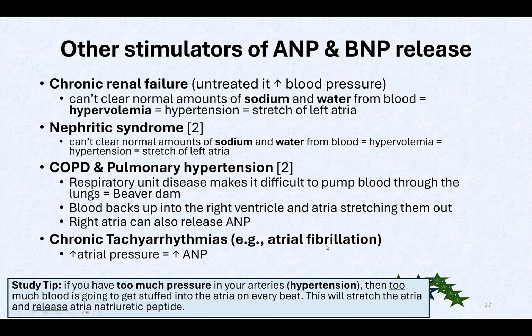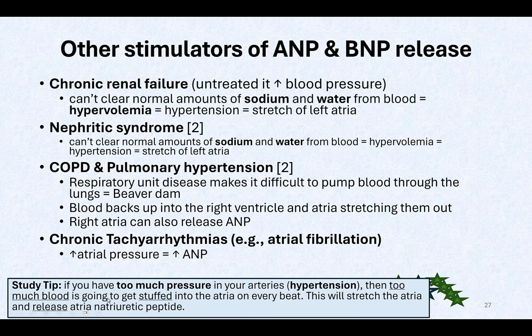Chronic tachycardia, like atrial fibrillation, where the atria are beating 550 beats per minute. That constant beating will irritate those cardiomyocytes so much that they just start increasing the production of ANP. Plus the pressures in a heart beating that fast are very high. So study tip, if you have too much pressure in your arteries, that's hypertension.